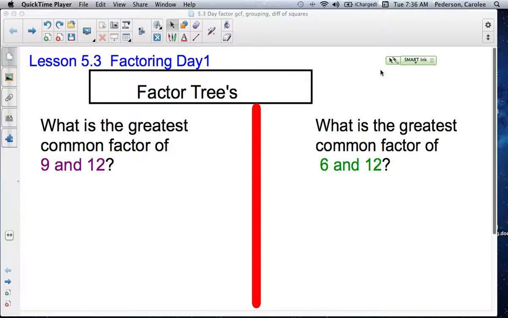This is 5.3 factoring day 1. It is the first day of a 3-day lesson.